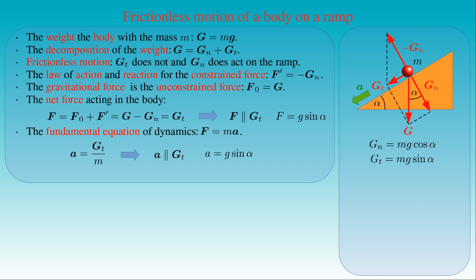If we perform the experiment, then we always measure smaller values for the magnitude of the acceleration of the body than g times sine alpha.